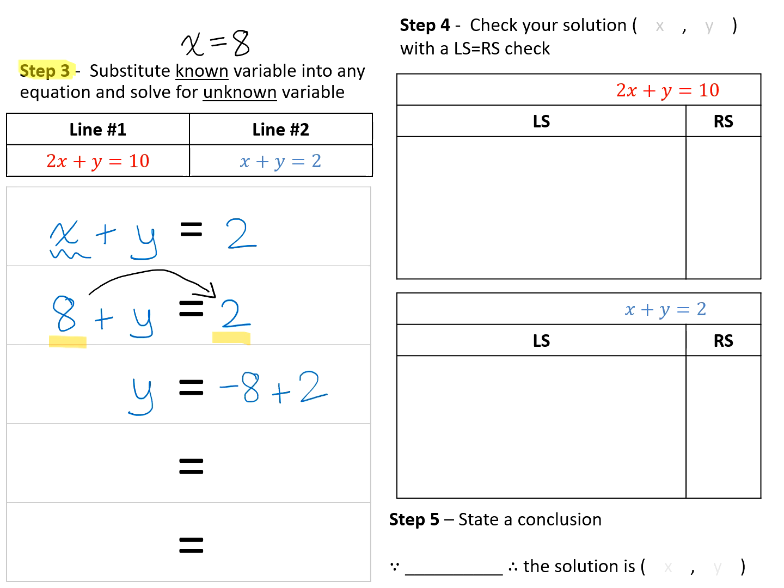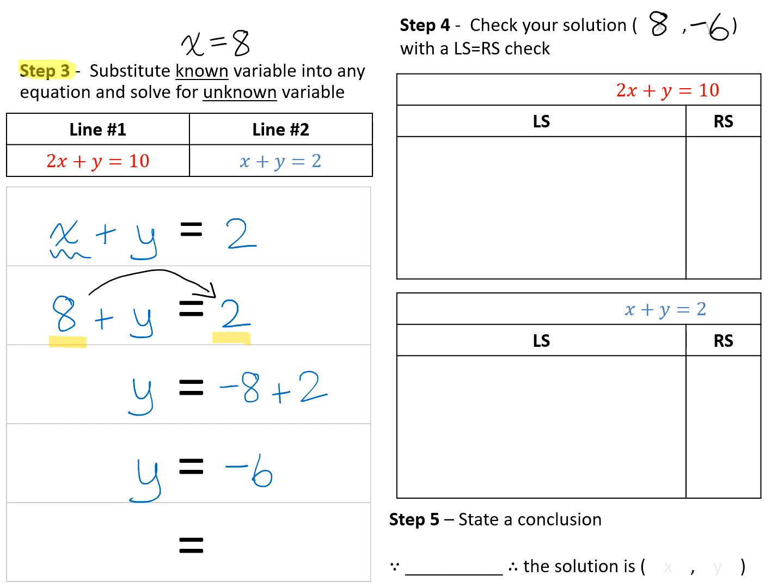Let's simplify that. So negative 8 plus 2 becomes negative 6. So y is equal to negative 6. Right now, we think x is equal to 8 and y is equal to negative 6, but we need to double check that this point of intersection, the solution, is correct.